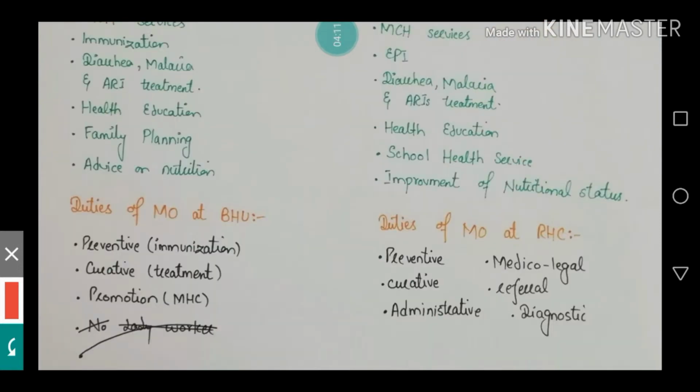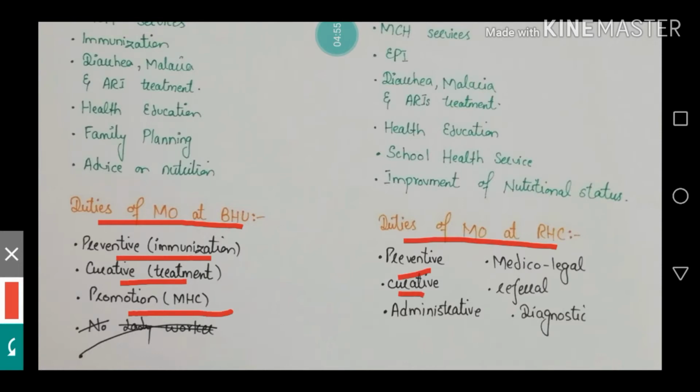Now talking about the duties at a BHU, they are preventive in terms of immunization, that is EPI, curative in terms of treatment of any disease that is not prevented, and promotion of maternal health care services. Talking about the duties of a rural healthcare unit, they are preventive and curative. Apart from this, there are extra duties, that is administrative, medico-legal, referral, as well as diagnostic.